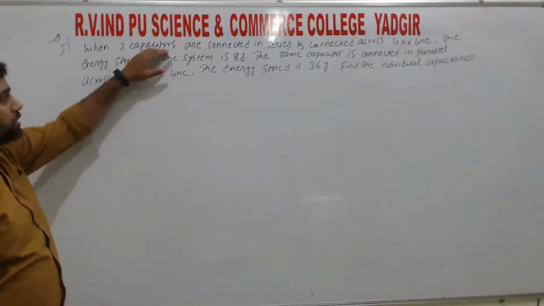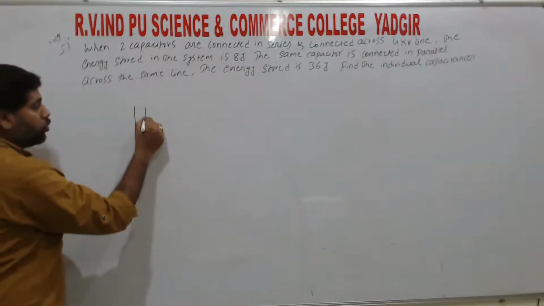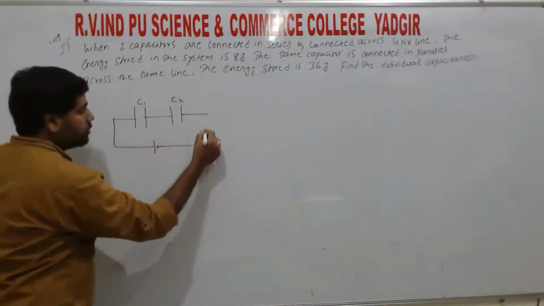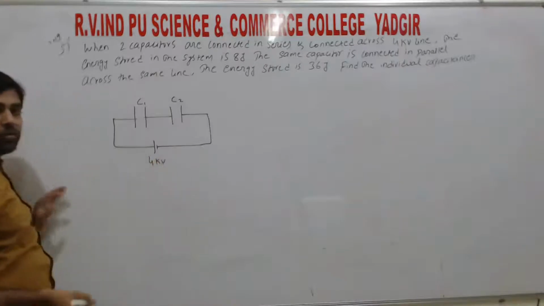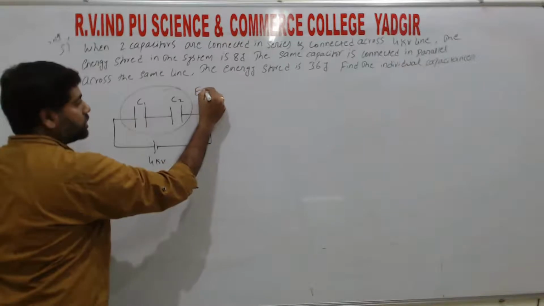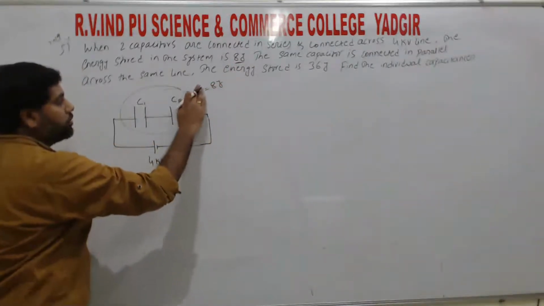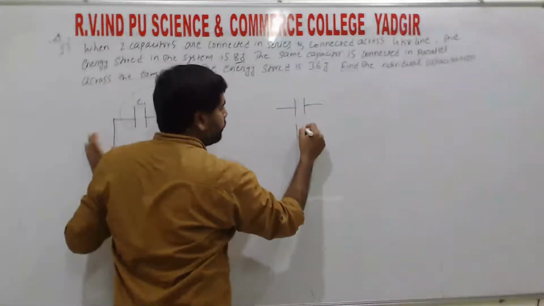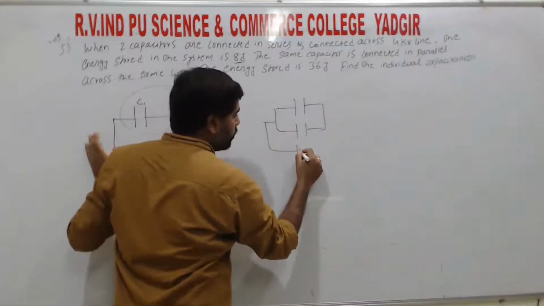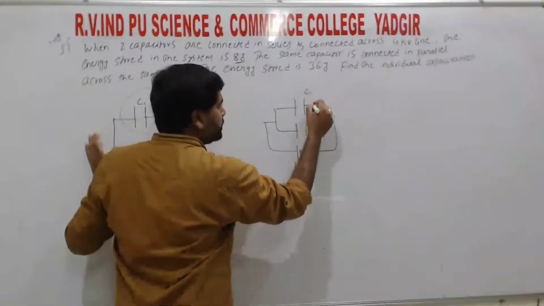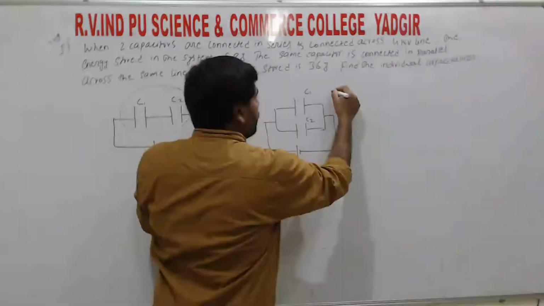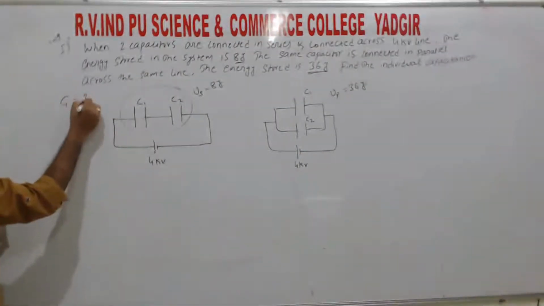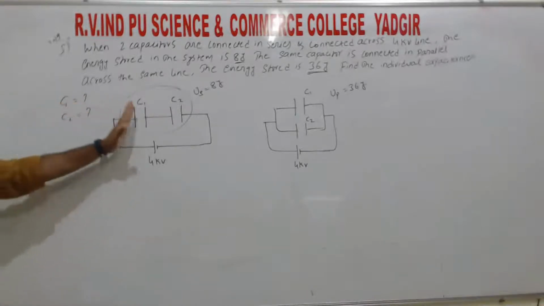So here they gave two capacitors which are connected in series. First they connected two capacitances C1 and C2 in series across the voltage, 4 kilovolt. Now the energy stored in this combination in series is 8 joules. Now the same two capacitors are connected in parallel across the same voltage, 4 kilovolt, and the energy stored in parallel is 36 joules. So here we need to find the values of C1 and C2, that means the capacitance of the individual capacitors, right?